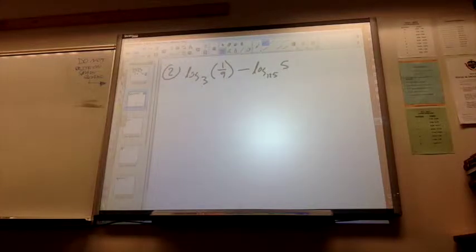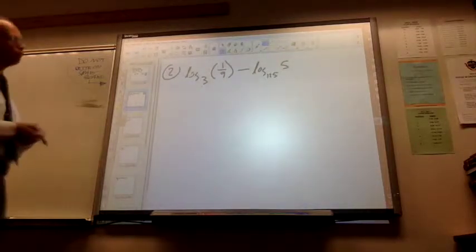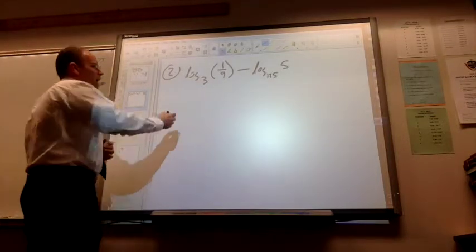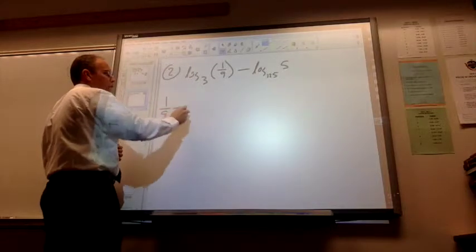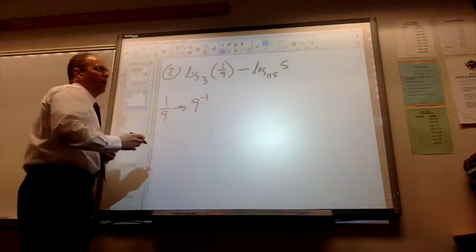All right, log base 3 of 1/9 minus log base 125 of 5. So I think let's take 1/9. And I know 1/9 is 9 to the negative 1 power.